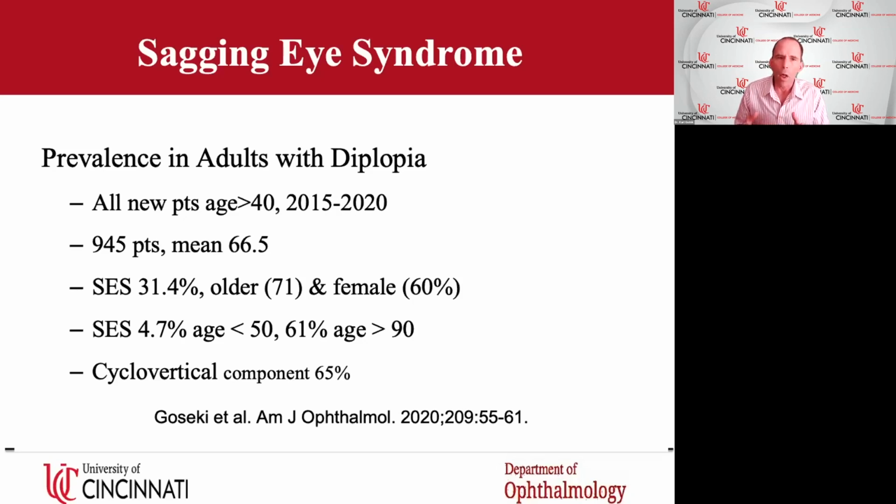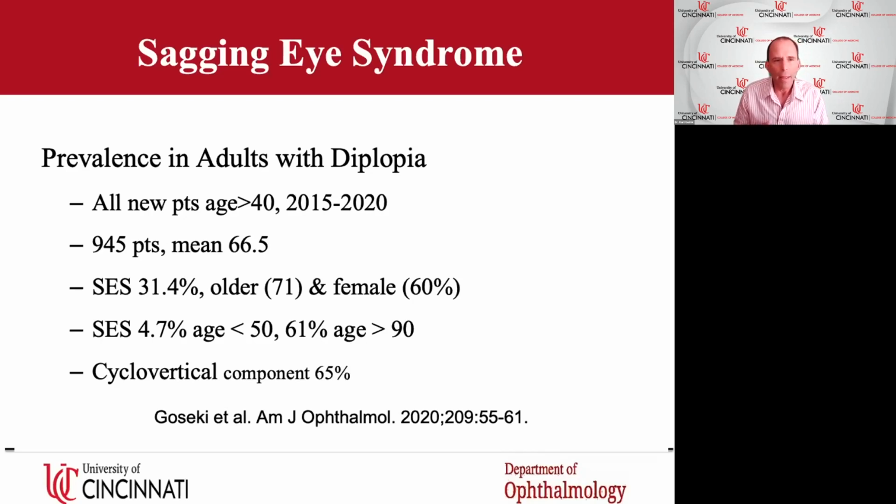And so this is just all comers. They looked at all new patients with double vision over the age of 40 over this 5-year span. And they had 945 patients. So a pretty busy practice with double vision. They found the mean age was in the mid-60s.